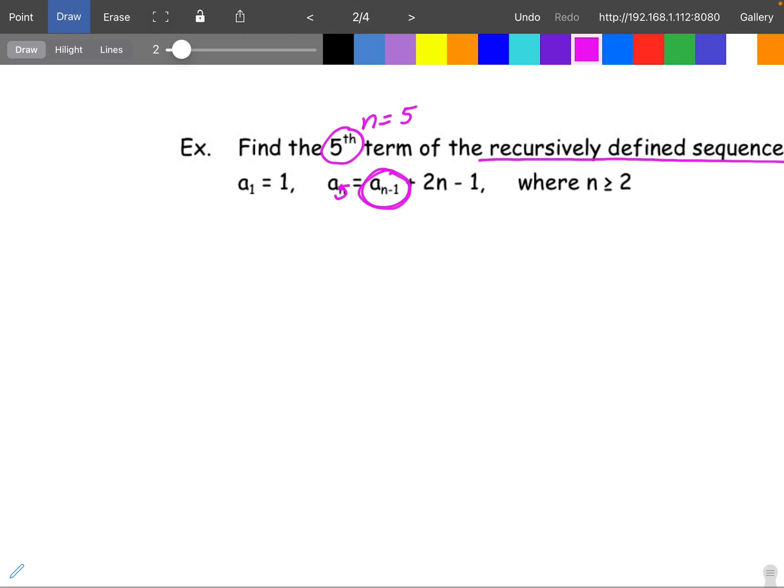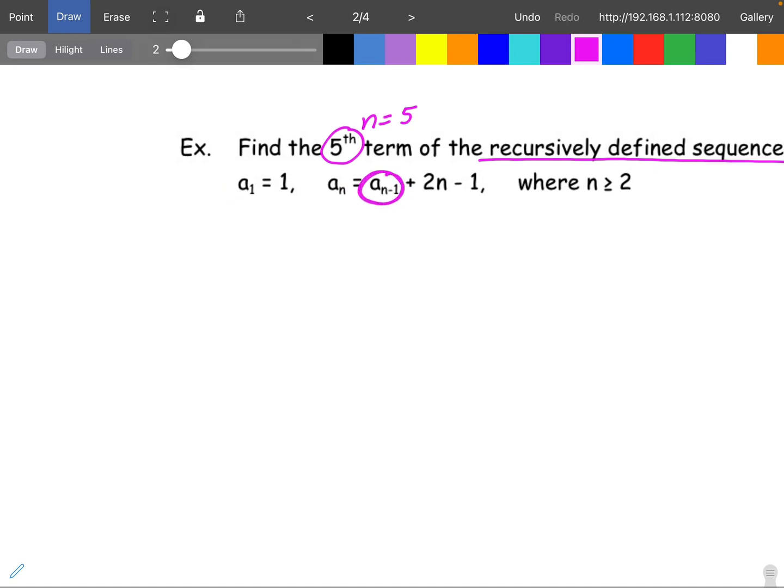So anytime I have a recursively defined sequence, they're going to have to give me a term to start. I have to have something to start with, because every term I try to find, I'm going to be required to use the term right before that. So they're going to have to tell us one of the terms. And in this case, they happen to start with the first term, a sub 1. So we want to work our way up to the fifth term. So we know a sub 1.